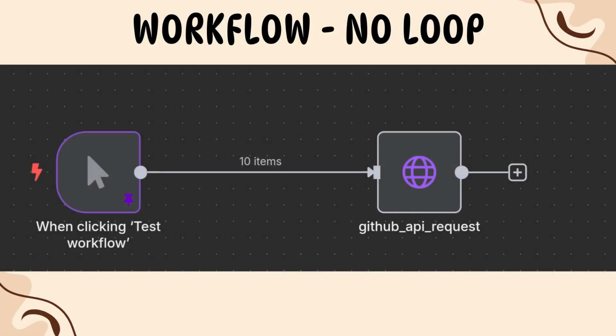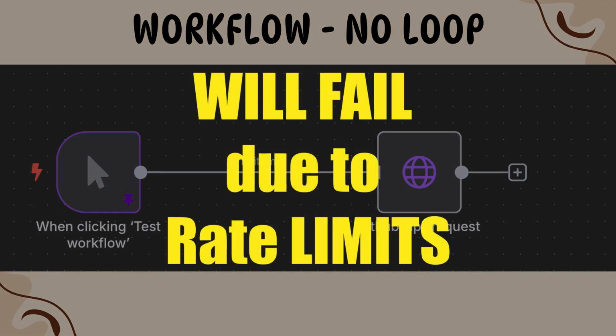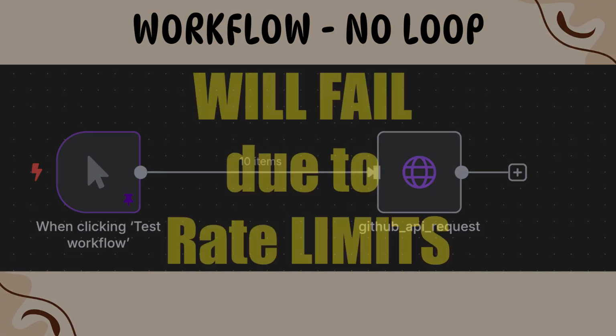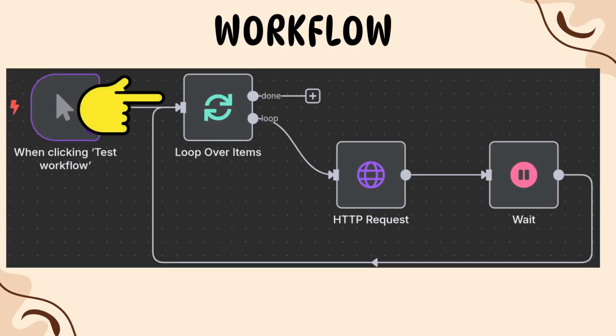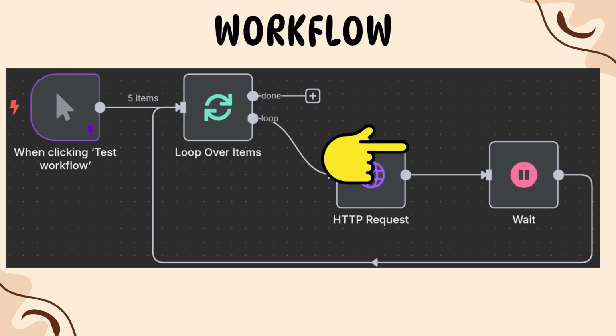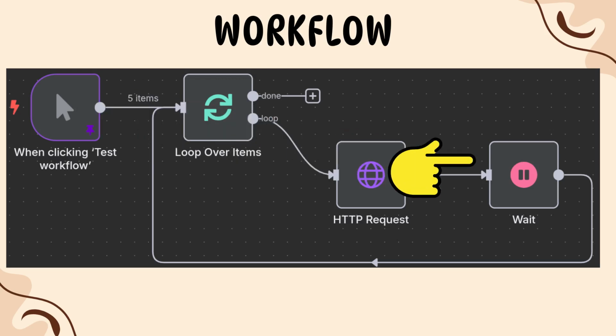This simple-looking workflow without any loop will fail due to the rate limits in API services. Here's the workflow with the Loop Over Items node along with the wait node. This will help to mitigate the rate limit issue.